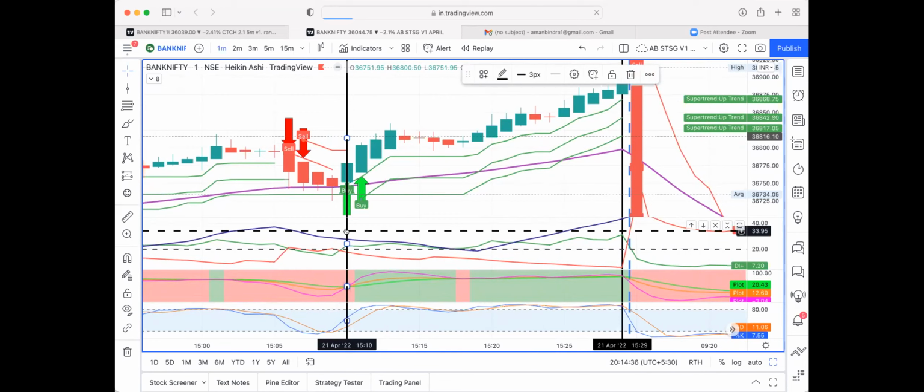Now you can be very sure, but in this trade, you may still have doubt. Oh, should I exit now? What is going to happen? Then go to the next candle.